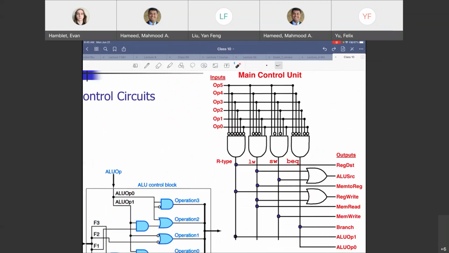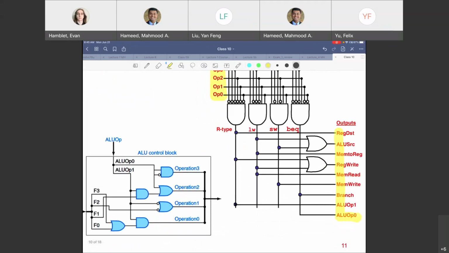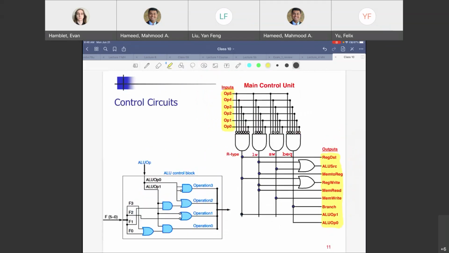The main control unit is a combinational circuit that takes in a 6-bit input with the opcode field, right? So that's your 6 bits inputs here, and generates all the outputs for the control lines. Includes, we are skipping over jump over here, but all the others are listed. Register destination, ALU source, all the way down to the 2 ALU op fields. So let's take a look at an example to see whether it matches up or not.